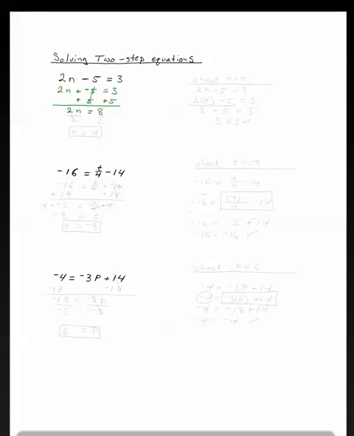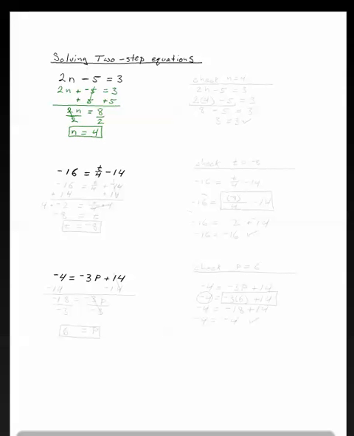Now we have 2 times n equals 8. So we want to get rid of this multiplication of 2, so we divide by 2. 2 divided by 2 is 1, so we get 1n, which is just n, equals 8 divided by 2, which is 4.